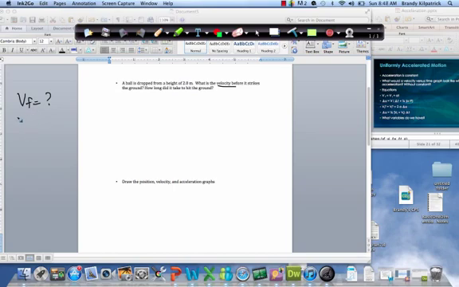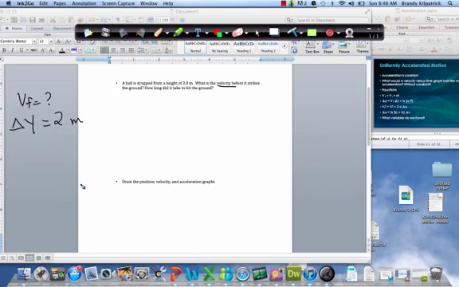The ball is dropped from a height of 2 meters. So 2 meters is a distance, so delta x. But in this case, because we're talking about up and down motion, it's delta y. Delta y is the same thing as delta x, it's just that we're talking about up and down motion.